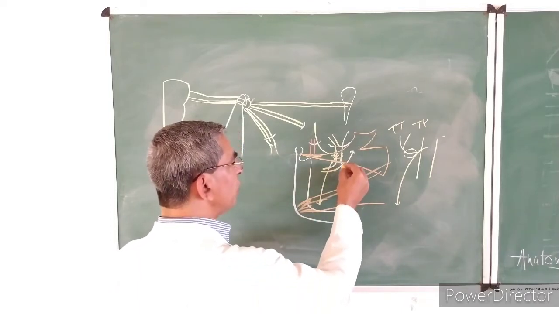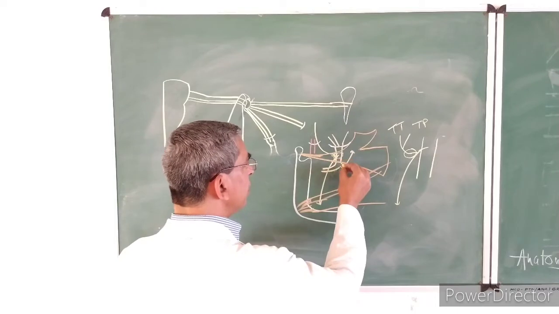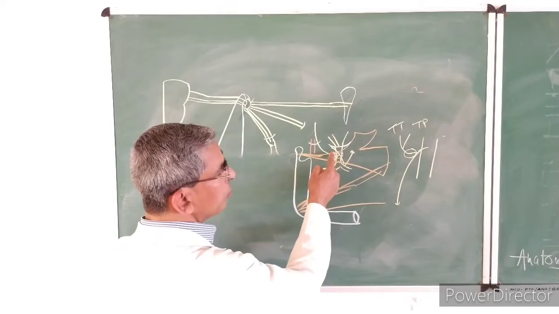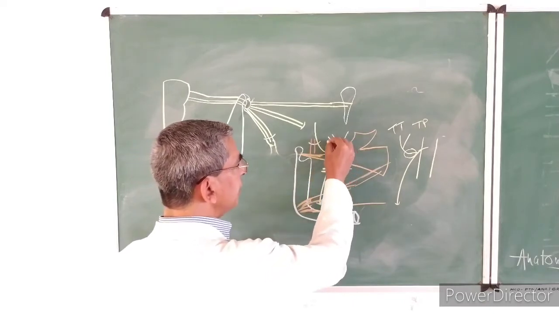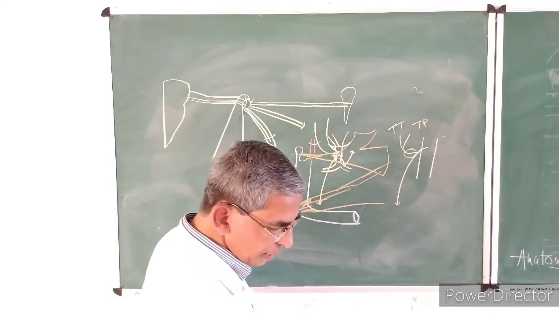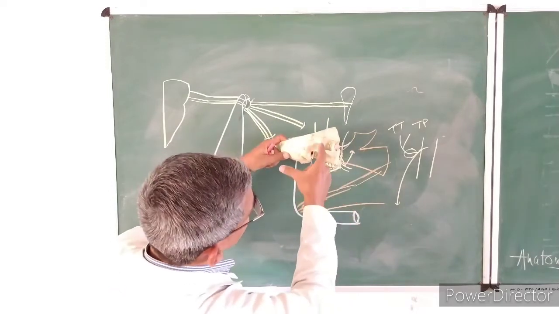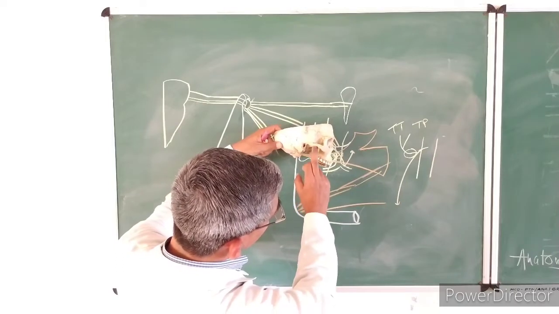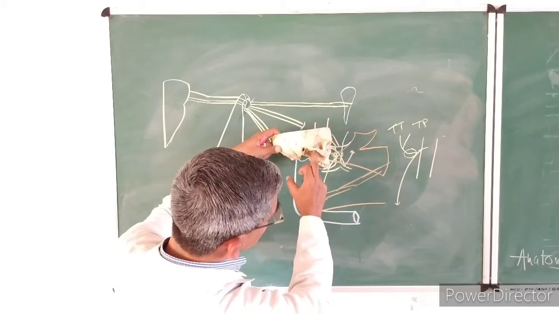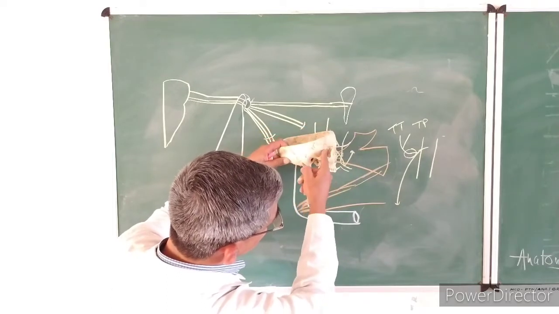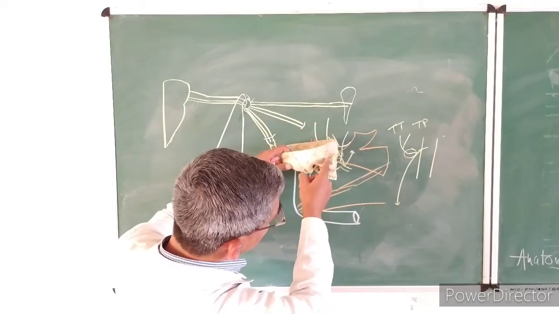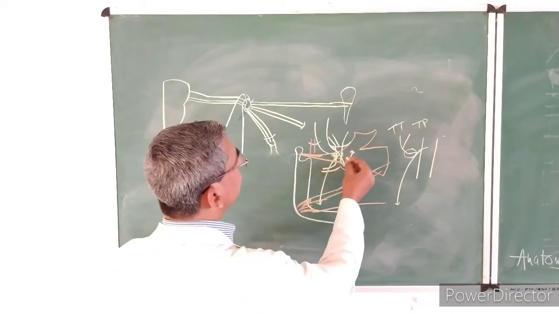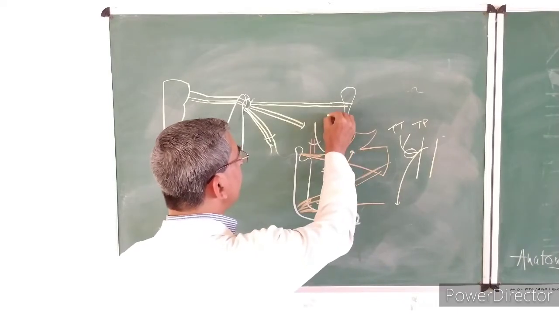Now this also gives rise to the deep temporal nerves. The deep temporal nerve comes through the upper border of the lateral pterygoid muscle, ascends upward deep to the zygomatic arch, passes very close to the floor of the temporal fossa, and then ascends upward and supplies the temporalis muscle here. So these are the deep temporal nerves.